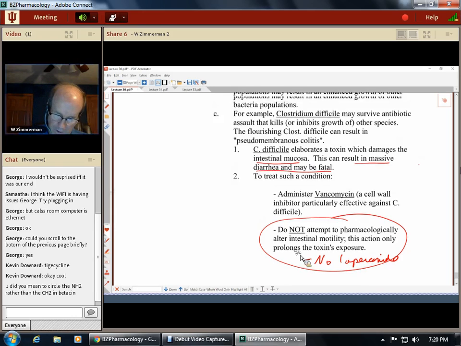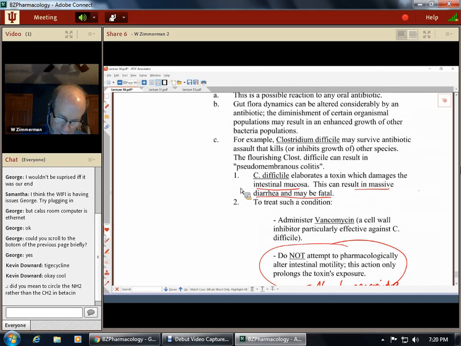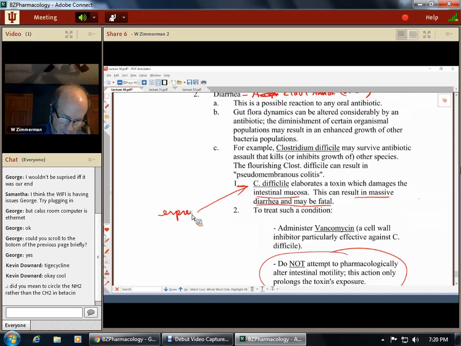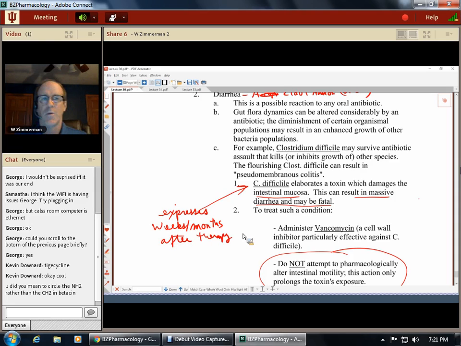This Clostridium usually expresses itself weeks or months after the therapy. But a child or even an adult will get diarrhea on the first day. It doesn't mean that they've got Clostridium difficile going. But if somebody's now having bouts of diarrhea, and it's been several weeks or months, that Clostridium survived the antibiotic and started overgrowing, and with time kept picking up, and it became this massive problem.